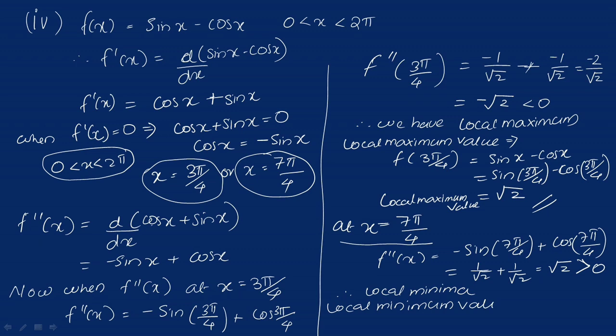So what is the local minimum value here? That is f of 7 pi by 4, which is equal to sin of 7 pi by 4 plus cos of 7 pi by 4. When we solve, we have the answer minus root 2. So the local minimum value is minus root 2.